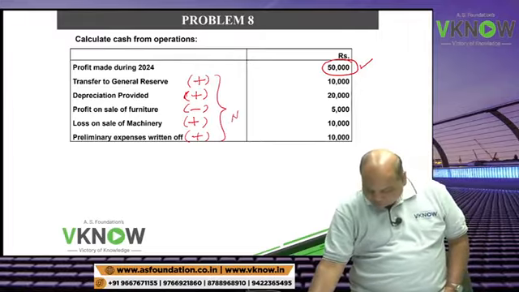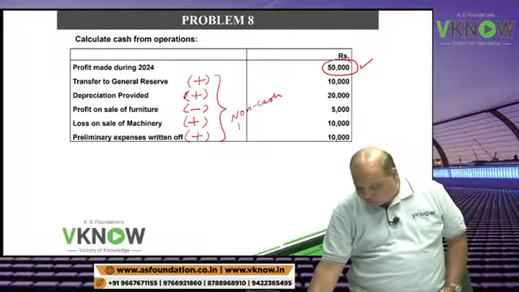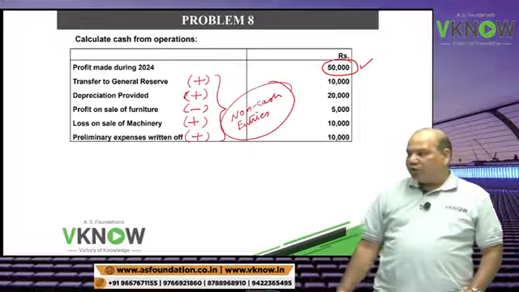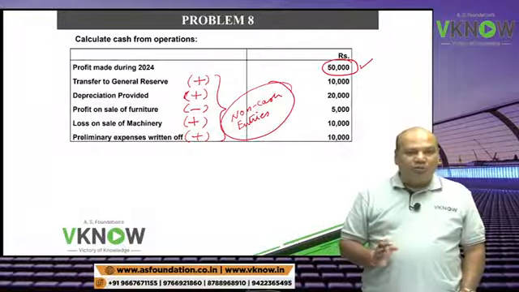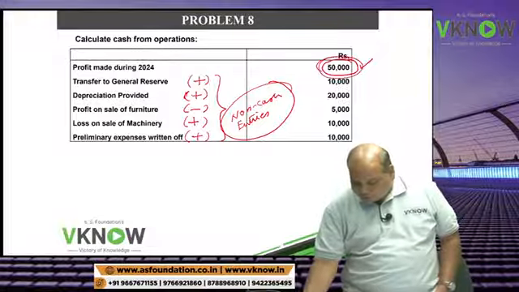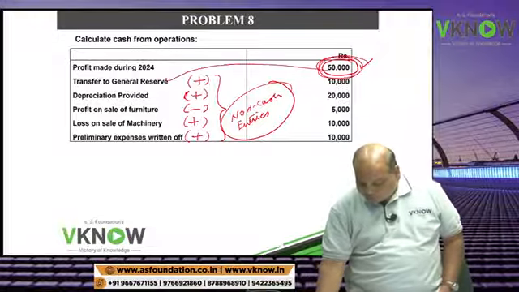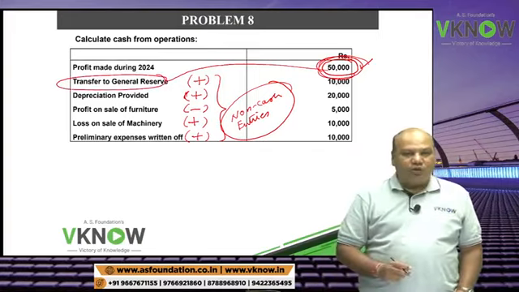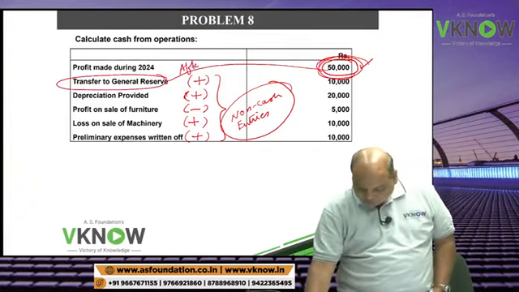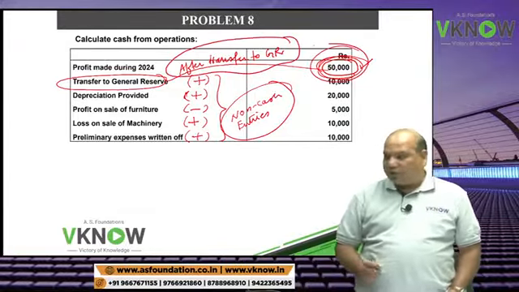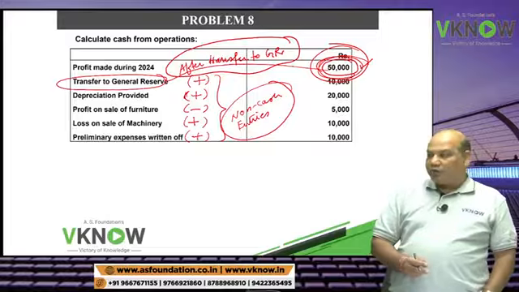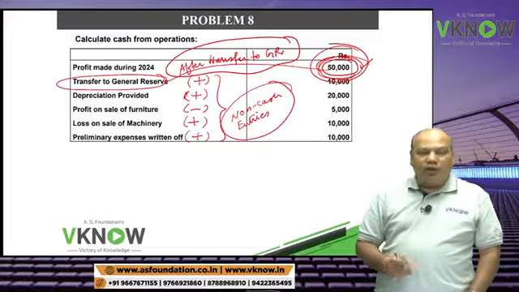These are non-cash entries, so they will have to be either added or subtracted. Those which are debited to P&L account, add back. We are assuming that this 50,000 is after transfer to general reserve. Hence, general reserve will also be added back.